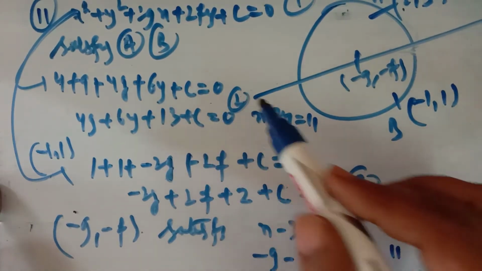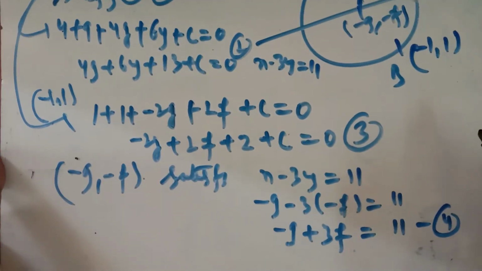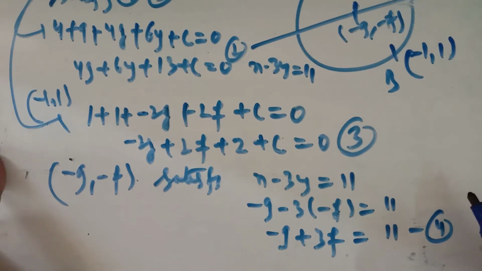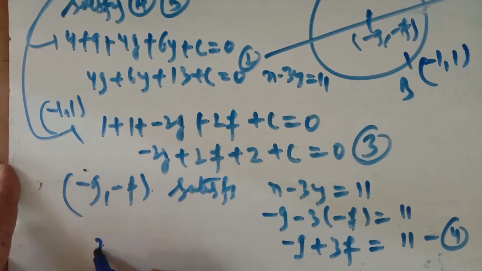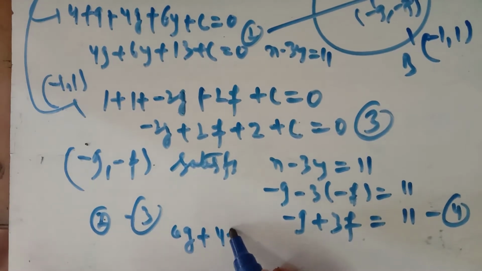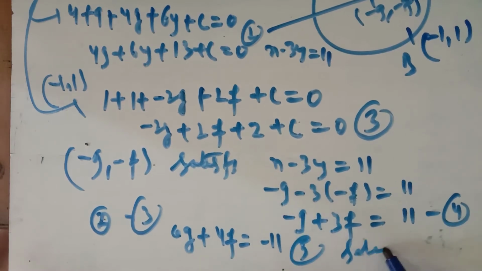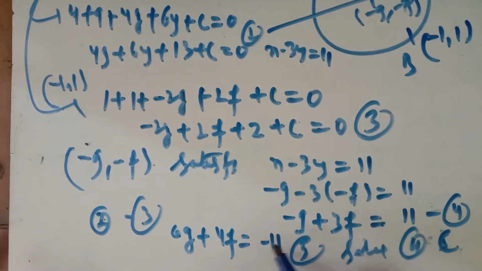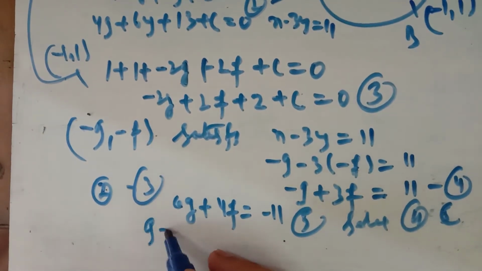Now we have equations 2, 3 and 4 in terms of g, f and c. So how can you find the values of g, f and c to obtain the equation of the circle? Now you can subtract equation 2 and 3 to get an equation in terms of g and f. On subtracting, you will get the equation 6g plus 4f is equal to -11. Now when you solve equations 4 and 5, you will get the values of g and f.